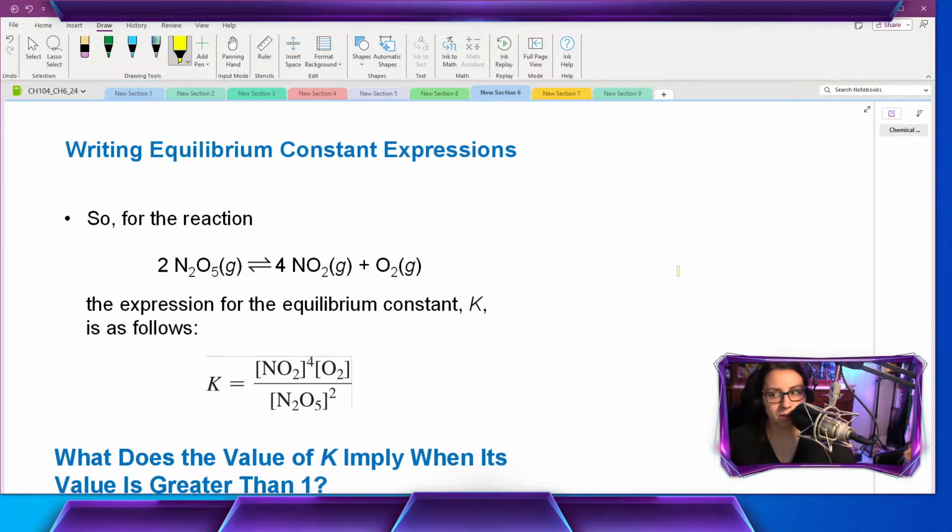So they've written out our equilibrium constant. We have NO2 to the fourth, since this is 4 NO2, in our balanced equation. One equivalent of oxygen, so times oxygen. Again, products on top. And then over our reactant, dinitrogen pentoxide squared, since there's 2 in our balanced equation.